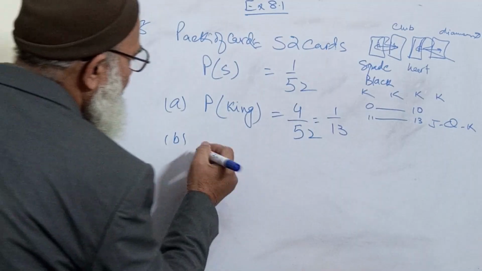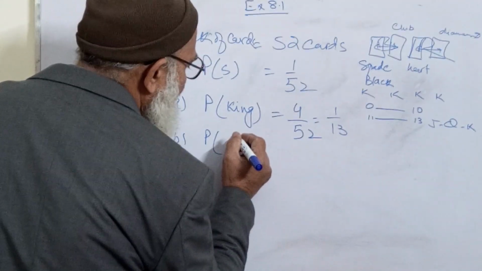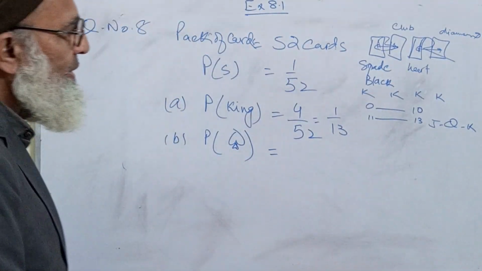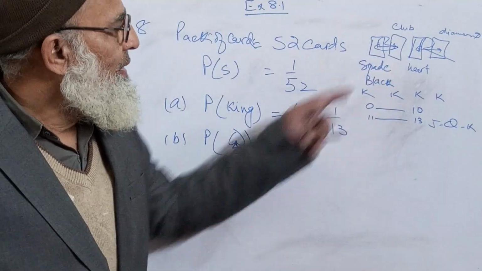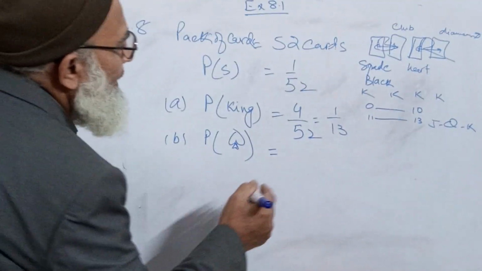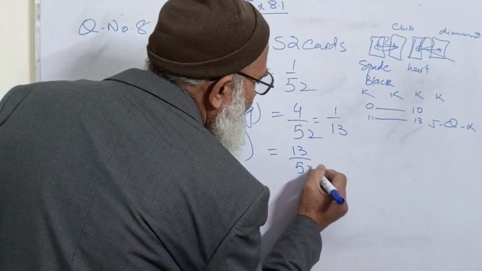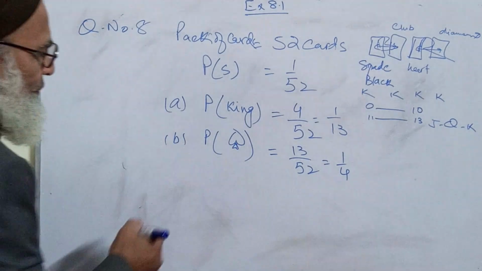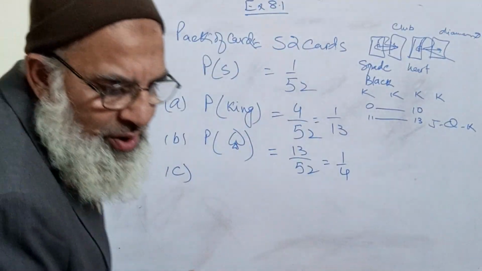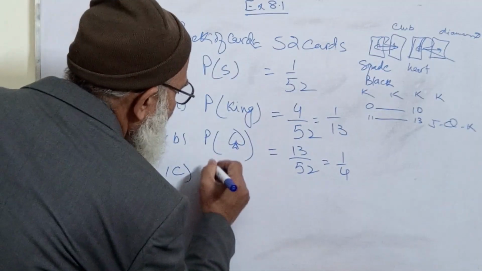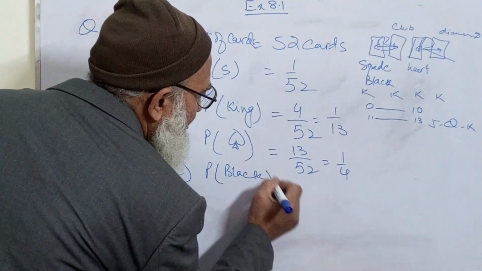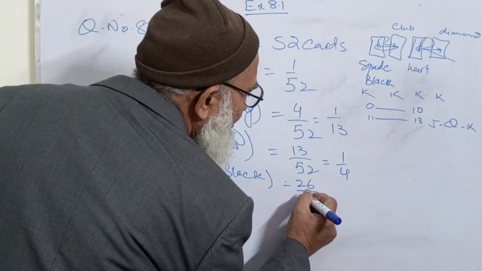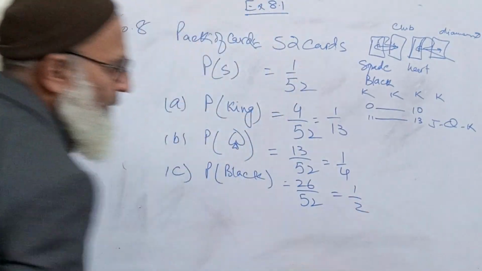A spade. Since there are 13 spade cards out of 52, the probability is 1 by 4. And C, a black card. Black cards are 13 plus 13, which is 26, divided by 52. That means the probability will be 1 by 2.